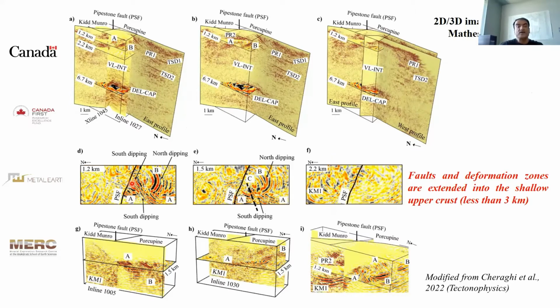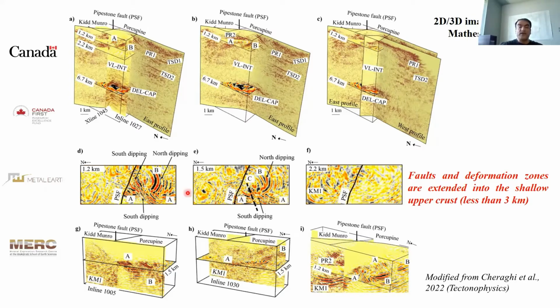fault. So about those A and B reflections, which are not imaged in 2D processing, we can see A reflections dipping towards the south and B reflections dipping towards the north. They are interpreted, B reflection as a gabbro intrusion, and A reflection is associated with clastic rocks.